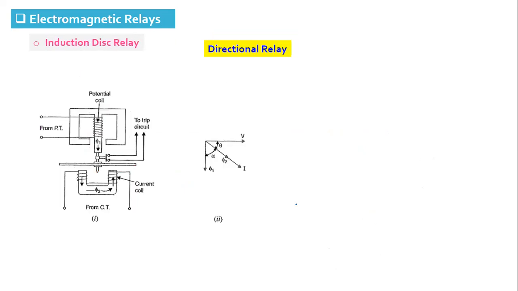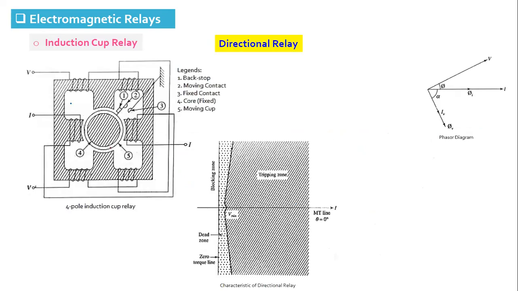Then comes the induction cup relay. In the induction cup relay, we have a 4-pole or 8-pole structure over which two coils are wound. One is a voltage coil which is fed from the PT from the bus. Another is a current coil which is fed from the CT.